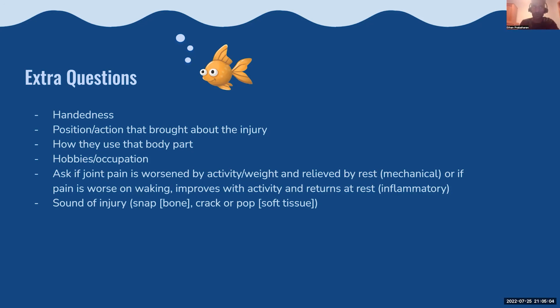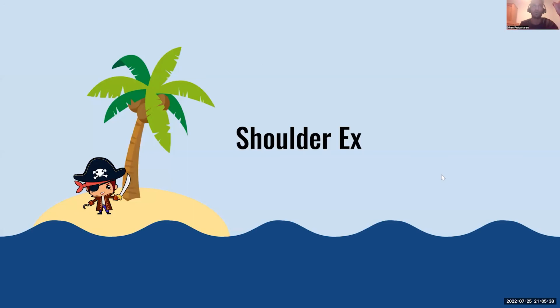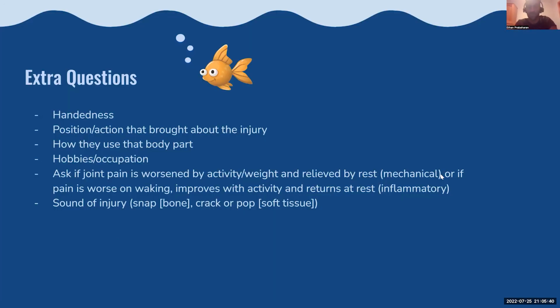If they have rotator cuff inflammation, you might want to know if they're swimming or working a lot, maybe as a builder, with a lot of work above the horizontal. Hobbies and occupations are relevant, because for example, if they're a swimmer, you might need to take a break to rest the rotator cuff. And if there's things like joint pain, you want to ask if that's worsened by activity or weight and relieved by rest, or if the pain is worse at rest and then improves with activity. Last of all, probably the sound of the injury might be something you ask about. Bones tend to snap, whereas a crack or pop is more of a soft tissue injury.